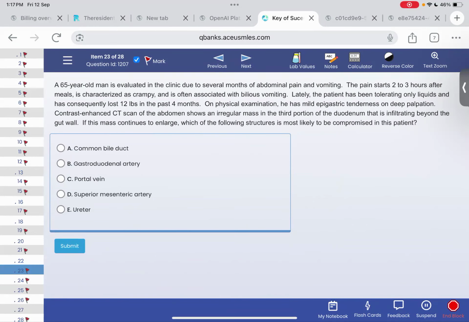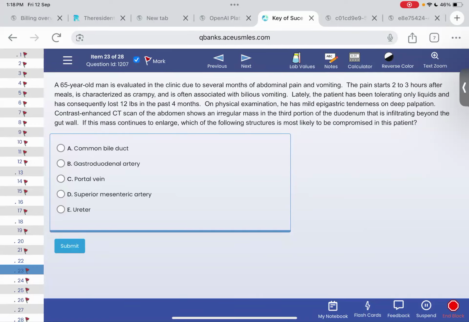If this mass continues to enlarge, which of the following structures is most likely to be compromised in this patient? A 65-year-old man is evaluated in the clinic due to several months of abdominal pain and vomiting. The pain starts 2 to 3 hours after meals, is characterized as crampy, and is often associated with bilious vomiting. Lately, the patient has been tolerating only liquids and has consequently lost 12 pounds in the past 4 months.